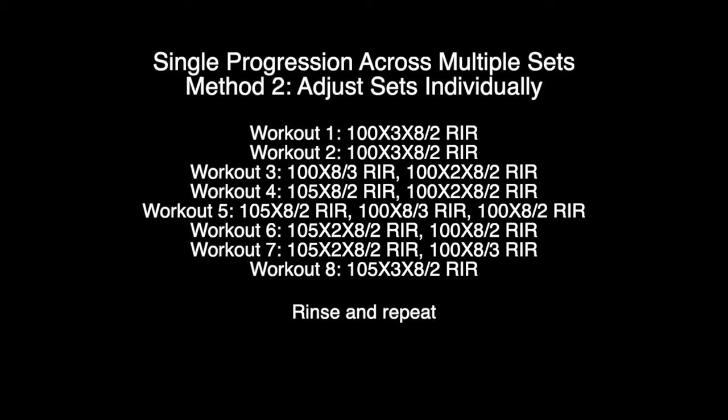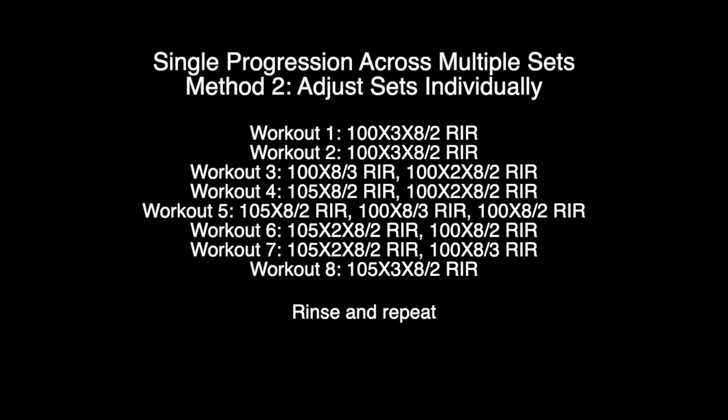Into workout 5, first set, 105 by 8, it's still 2 reps in reserve. But now the second set, 100 by 8, has become 3 reps in reserve. You've gotten a little bit stronger. And then the final set, 100 by 8, 2 reps in reserve. So workout 6, 105 by 2 sets of 8 at 2 reps in reserve. Final set, 100 by 8 at 2 reps in reserve. Workout 7, 105 by 2 by 8 at 2 reps in reserve. Your third set has now become 3 reps in reserve. So workout 8, it's now 105 by 3 sets of 8 at 2 reps in reserve.